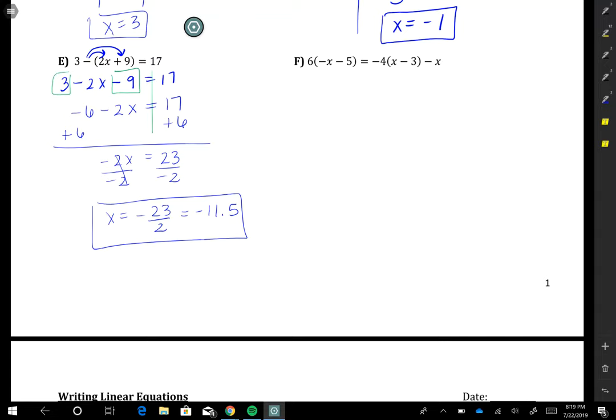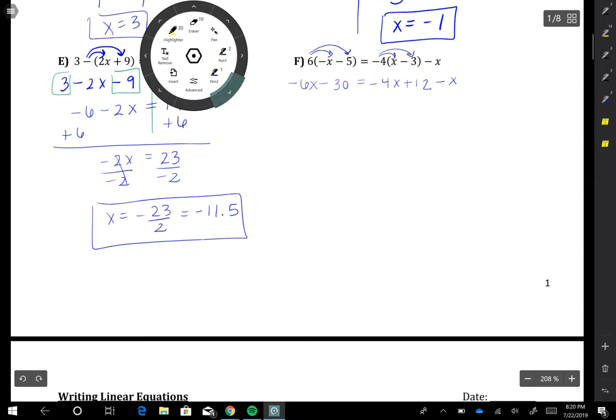So with these parentheses, we always take what's outside the front and distribute. So this is going to give me 6 times negative x is going to be negative 6x. 6 times negative 5 is negative 30. Distributing my negative 4 over here, I'm going to have negative 4 times x, which is negative 4x, and negative 4 times negative 3 is a positive 12, and I still have that minus x on the end. Well, that leaves me with some like terms on the right side. I have a negative 4x and a negative x, so I need to combine those to give me a negative 5x, and then I still have the plus 12, and on the left side I have negative 6x minus 30.